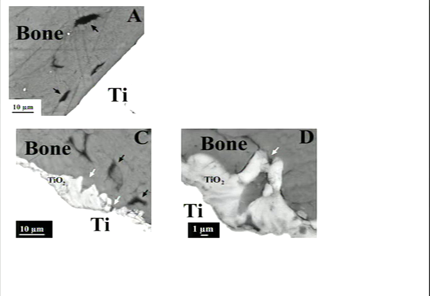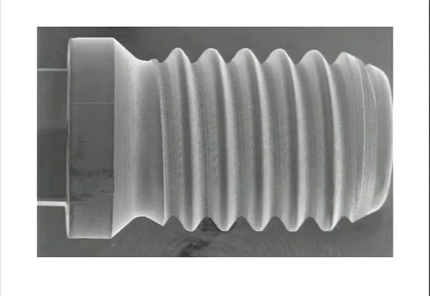This is a detail of that interface that I just showed you before. It's a high magnification. You see the oxide of the implant and you see mineralized bone. This is a backscatter SEM, scanning electron micrograph. Close contact. Let's now induce nanoscale changes on the surface and see what happens in vivo.